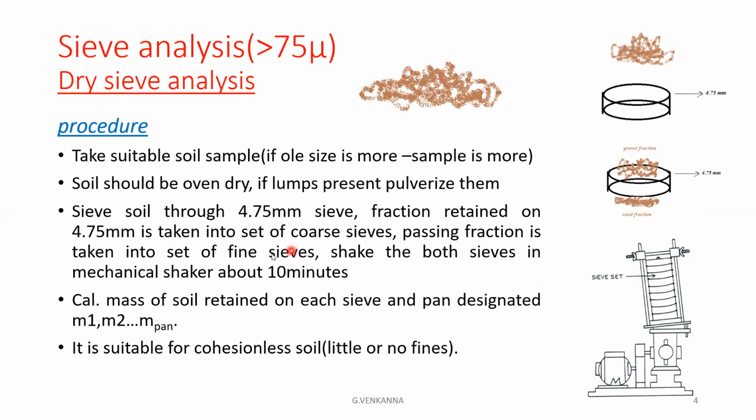And after this process, we take the soil into a set of coarse sieves, and the sand fraction goes to the fine sieves, placed in a mechanical sieve shaker. Shake both sieves in the mechanical shaker for about 10 minutes. Automatically we get the process.